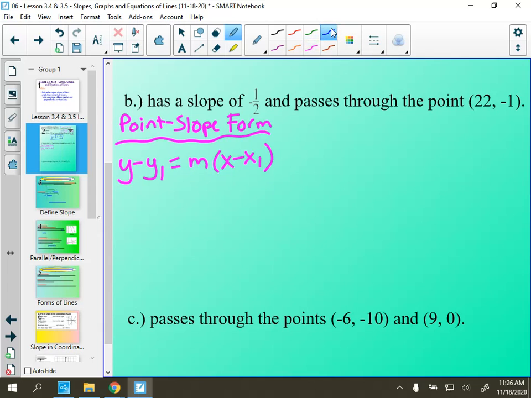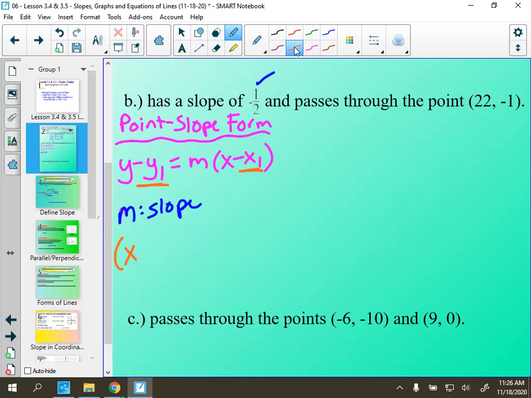The m still is m. M is still our slope. That's going to be unchanged. M still stands for slope, which for us, hey, we have that. We have m. That's awesome. Where this form is going to be a little bit more useful than the y equals mx plus b, though, is this x1 and this y1.